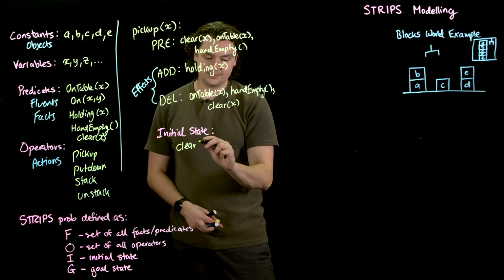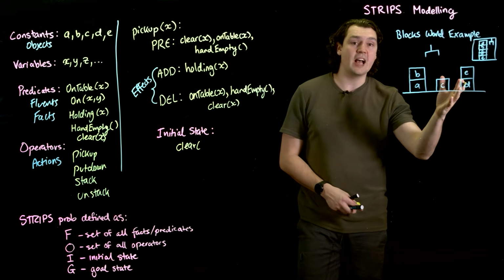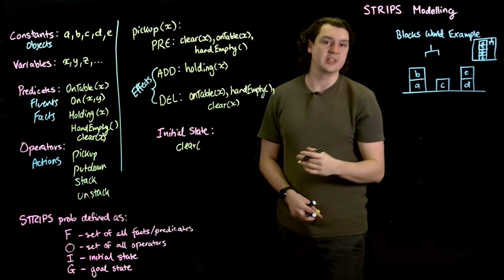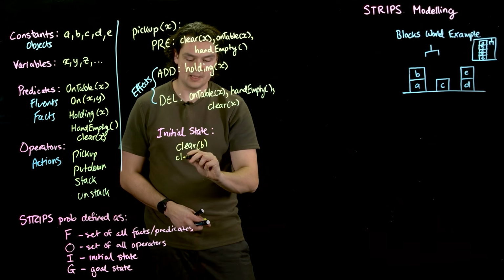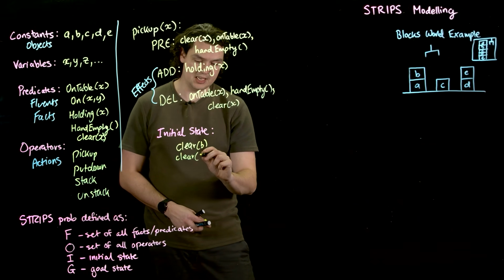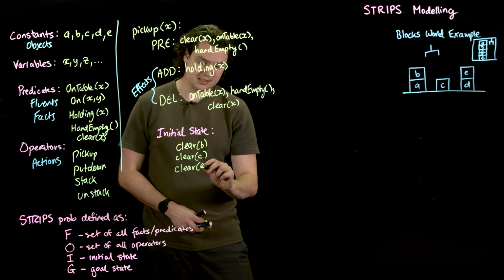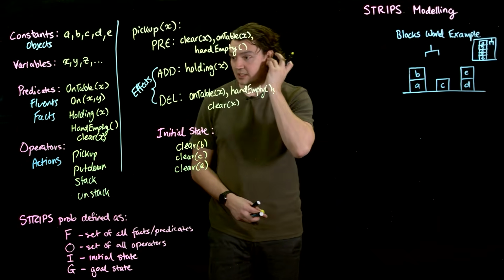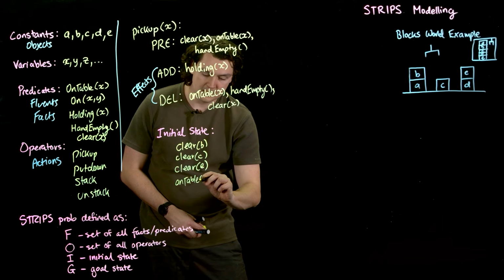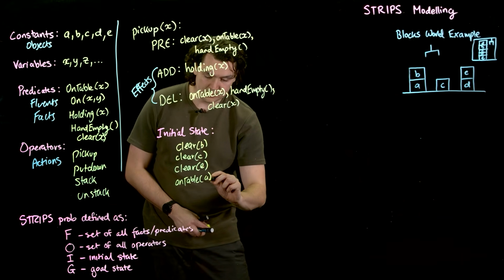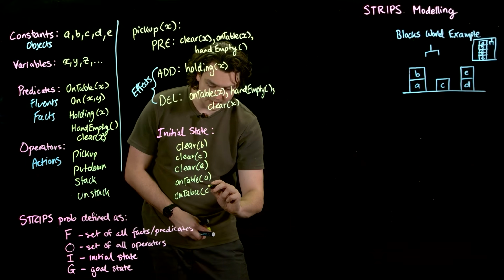So clear, this is now where we don't define it in terms of a variable. We have to actually give the object information itself. So B is clear. In this world as well, C is clear. We also have that E is clear. None of the other blocks are clear. We have on-table information, right? So you'll have to list everything here. So A is on the table, C is on the table, and D is on the table.